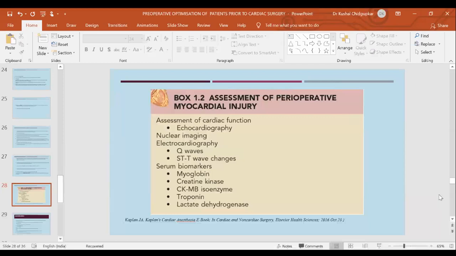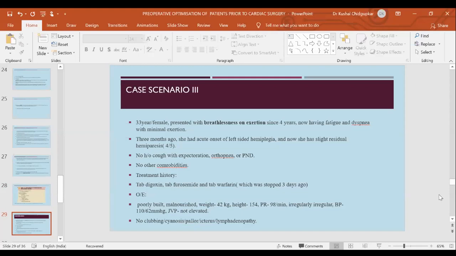So you can do that also in the post-operative period. Okay. Next. And so the last case scenario is a 33-year-old female who presented with breathlessness on exertion since last 4 years, and she is now having fatigue and dyspnea with minimal exertion.